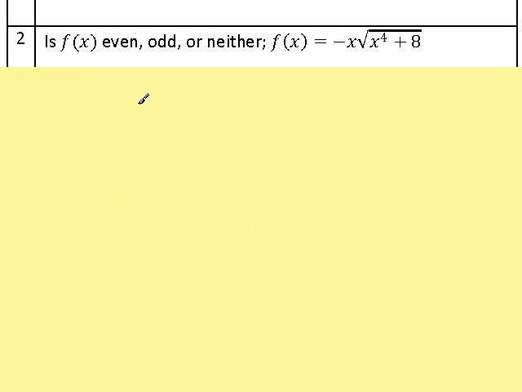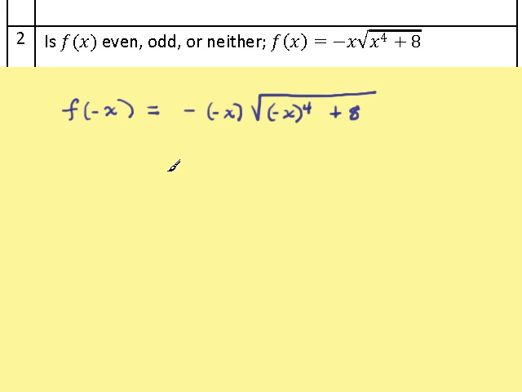All right, in number 2, let's do that same test. We're going to substitute x with minus x and see what happens. So I'm going to rewrite my function with parentheses instead of x and just put in the minus x. So here we get positive x, and here we get just x to the 4th because that's an even exponent. So we don't have exactly the same as f of x, but we have negative f of x.